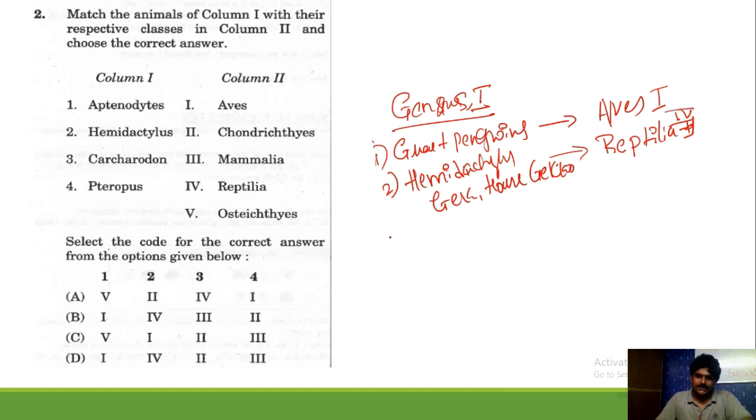Okay, then the third one is Carcharodon. Carcharodons are the white sharks. These are the white sharks.